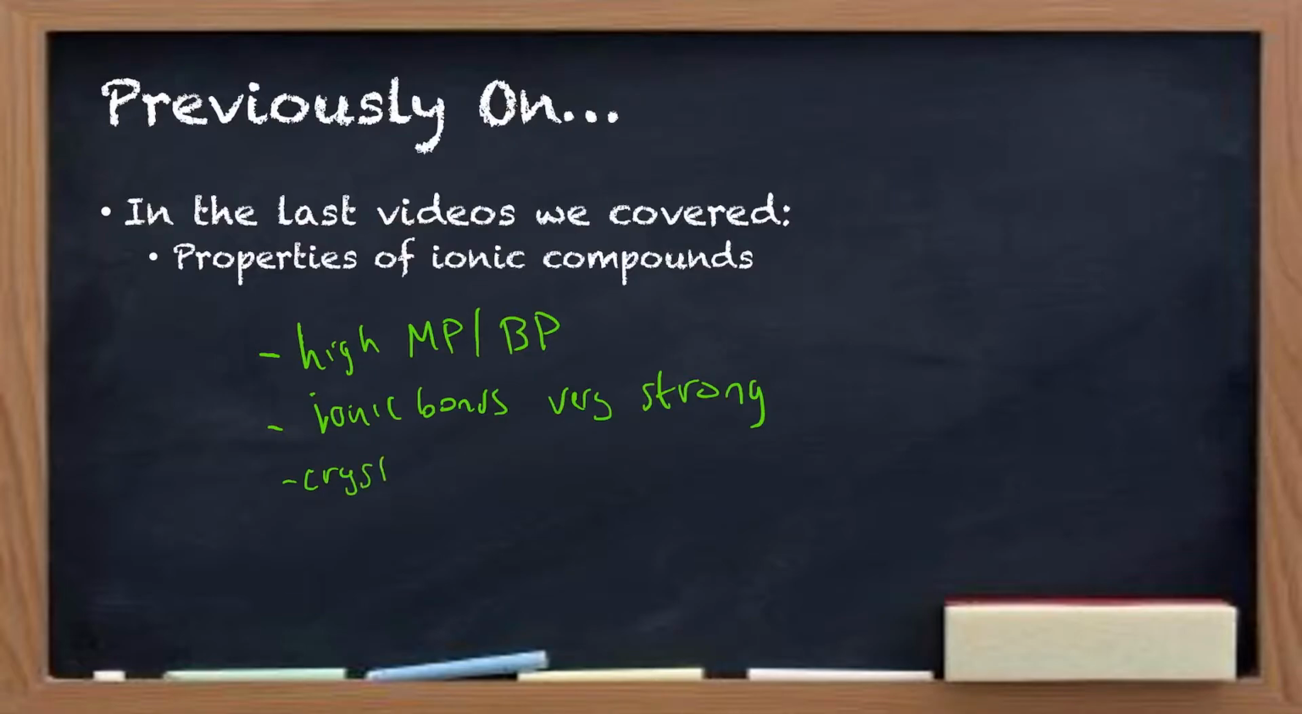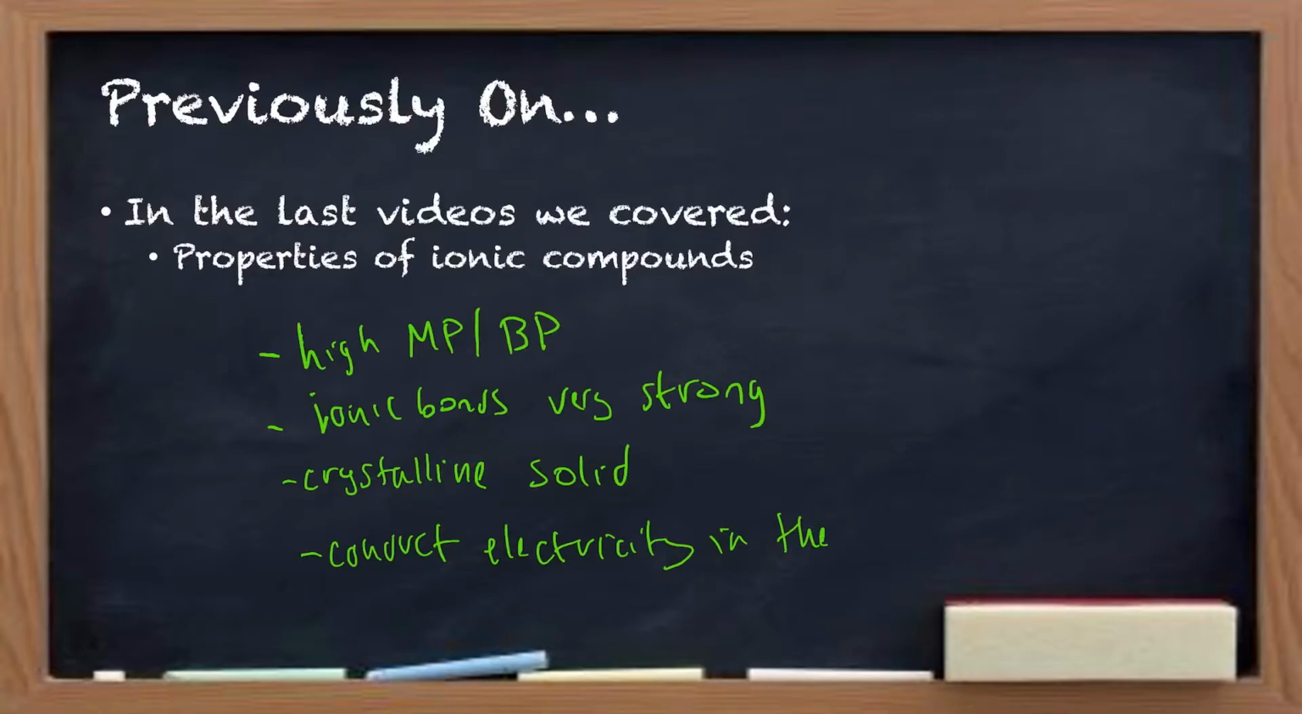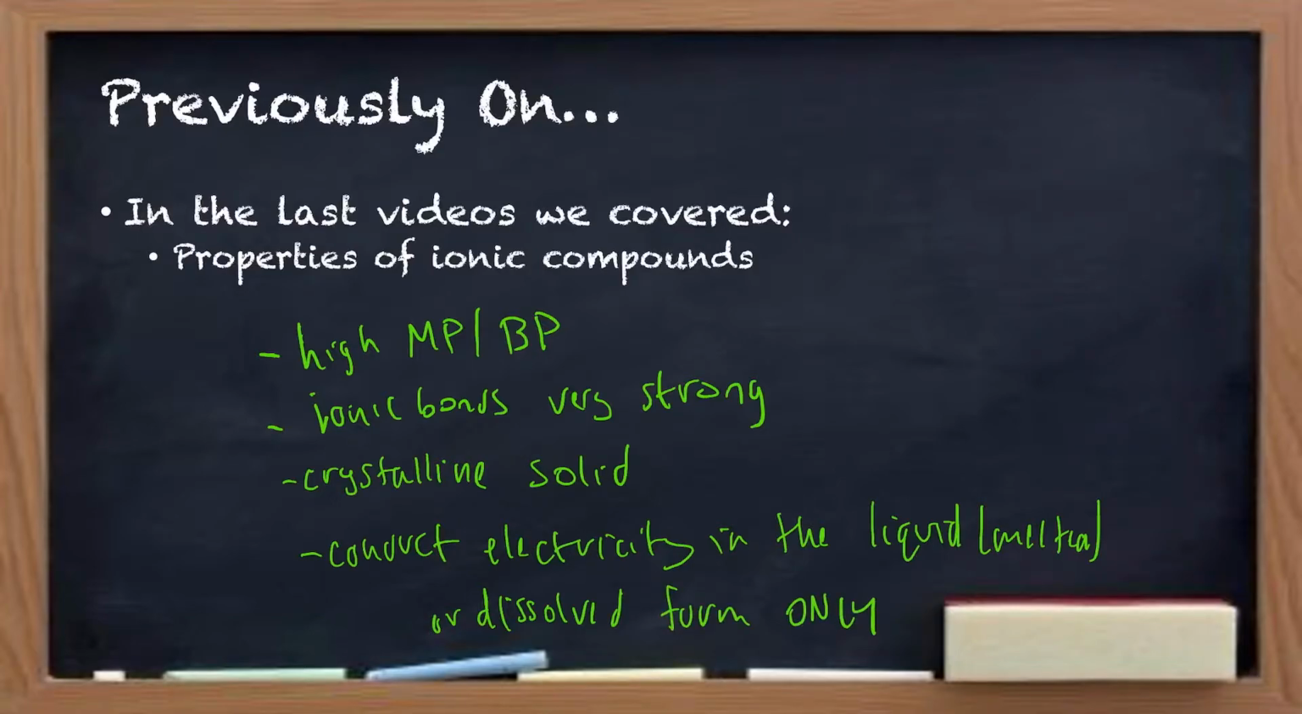They form these crystalline structures, and those are for your solids, these very highly organized patterns, and they conduct electricity in the liquid, so melted, or dissolved form only. So again, if it's melted or if it's dissolved in water, then it conducts electricity, not as if it was a solid. So those are for ionic compounds.